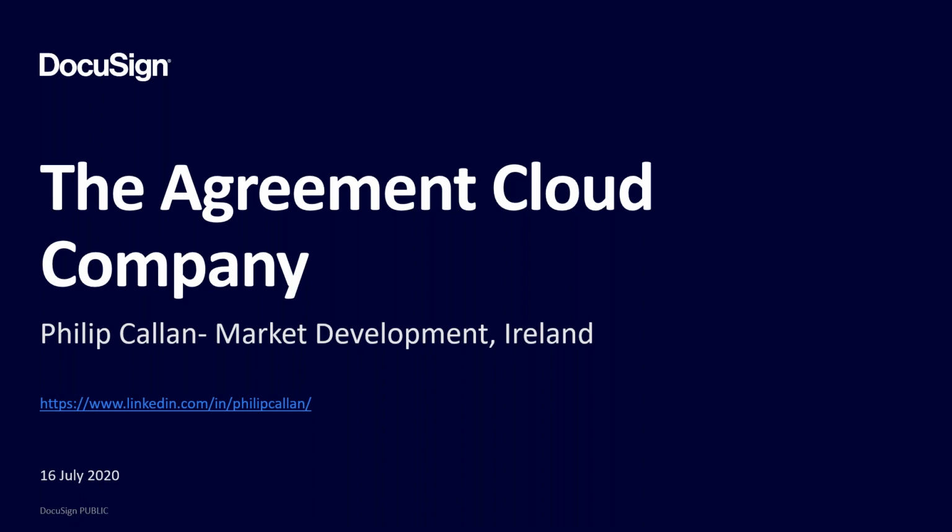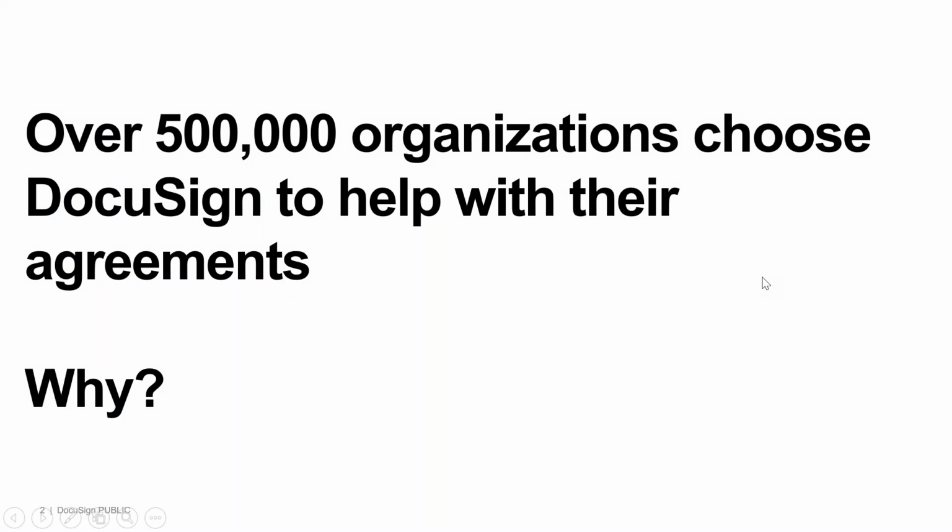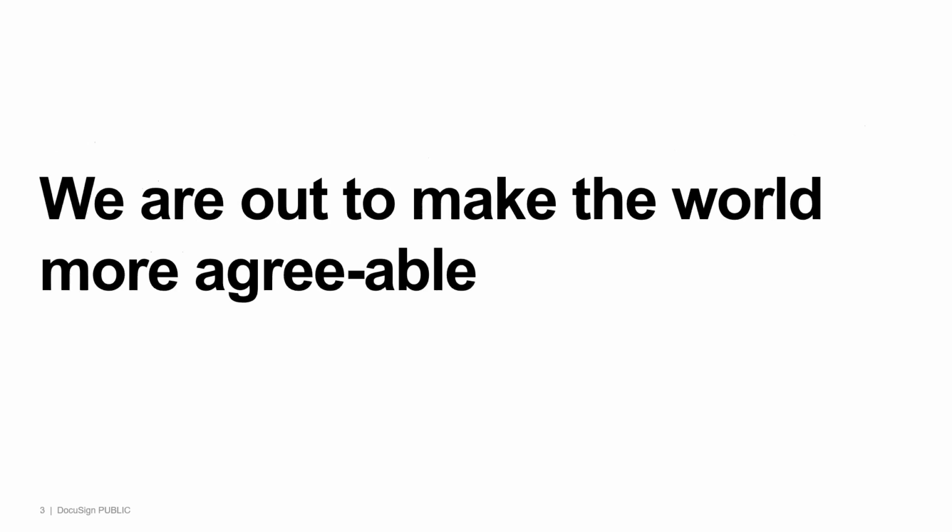But we've actually broadened our capabilities, and we help companies automate and connect the entire agreement process, from preparing, acting, signing, and managing agreements. So we now refer to ourselves as an agreement cloud company. Over 500,000 organizations around the world choose DocuSign to help with their agreements. And why is that? Because we believe agreements in the workplace are still costly, slow, unfriendly, and risky. So we're out to make the world more agreeable.